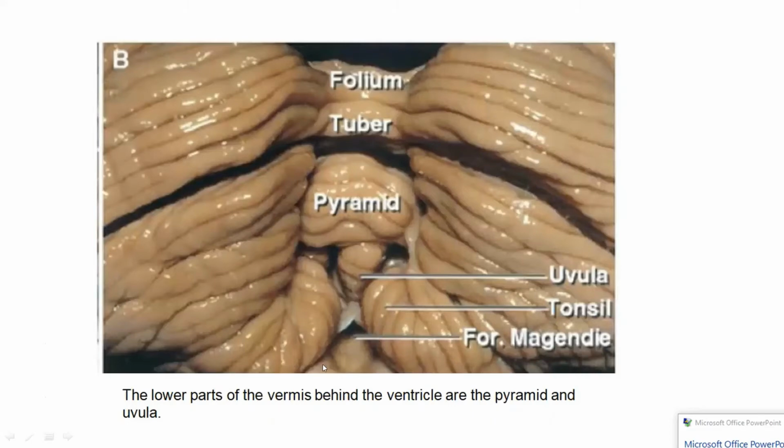Here you are, this diagram is basically showing the lower part of the vermis behind the ventricles. This is the pyramid and the uvula that we already saw, the midline structures: folium, tuber, pyramid, uvula. This is the tonsil, and this was the vallecula. So now this has been dissected further deeper. You are extending via the foramen of Magendie into the fourth ventricle.